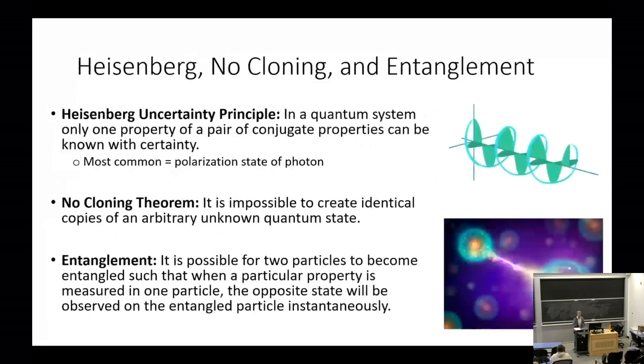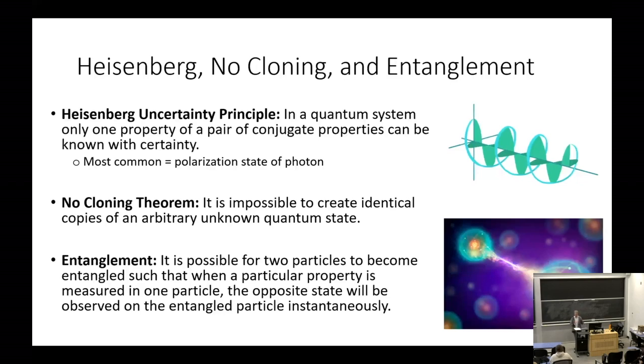So the security of quantum cryptography rests on a couple key principles listed here. Heisenberg's uncertainty principle, the no cloning theorem, and entanglement. If we start with the Heisenberg uncertainty principle, when Heisenberg originally put forward this idea, he said that only one property of a pair of conjugate properties can be known with certainty. And in his case, he was talking about the position and momentum of a particle.